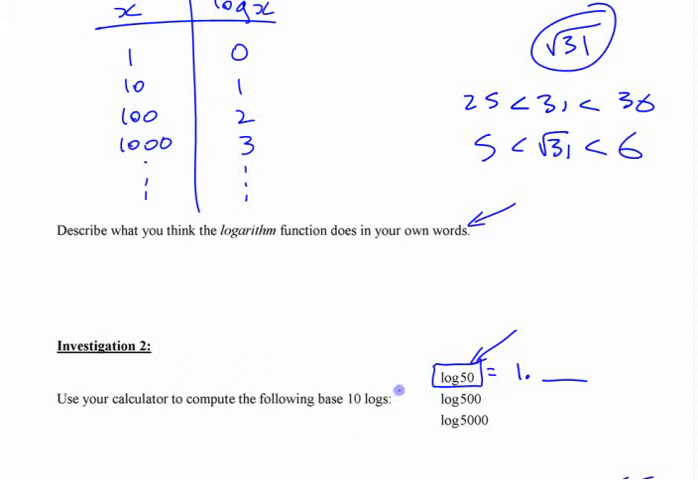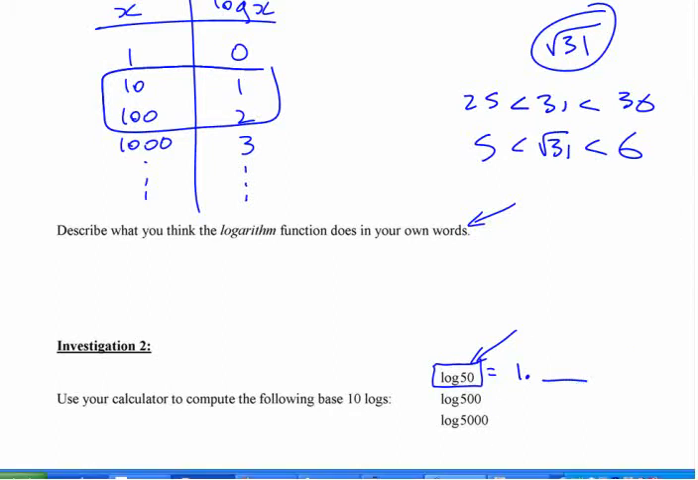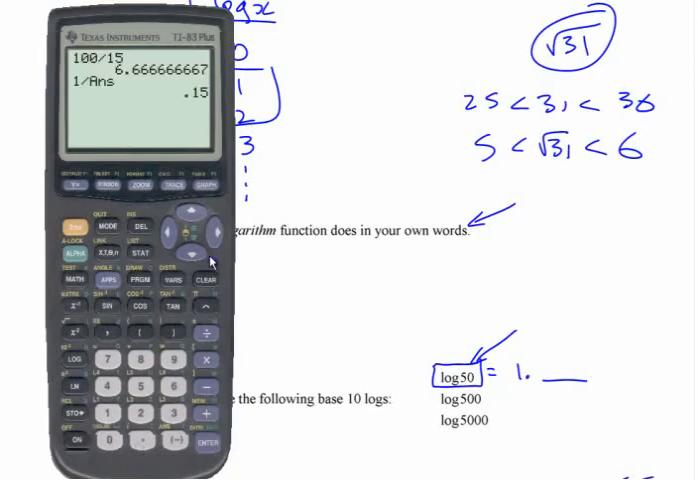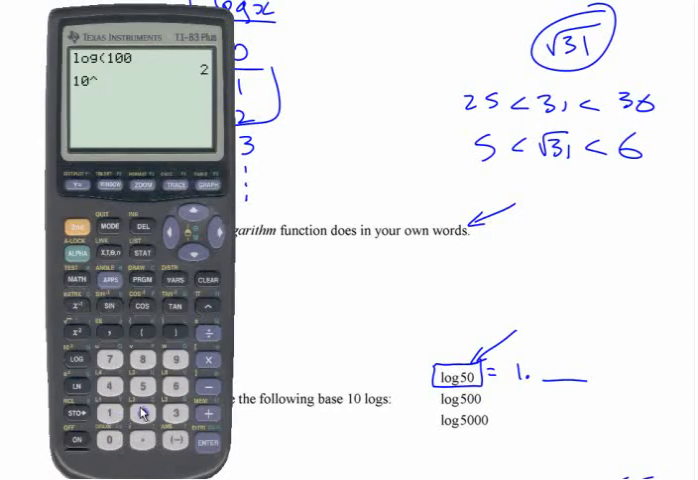It's the same thing here. If you know that the logarithm of 10 is 1 and the logarithm of 100 is 2, you know that this is going to be 1 point something or other. So on your calculator, if you were to take the logarithm of 50, you get this number. Let's start with some of the numbers you know. The logarithm of 100 is 2, because 10 to the power of 2 is 100.